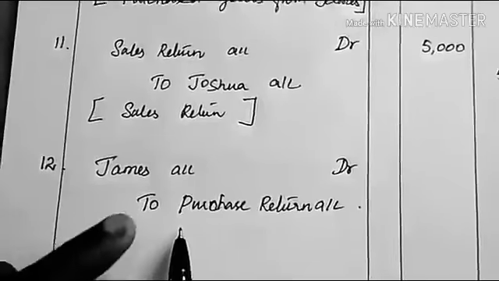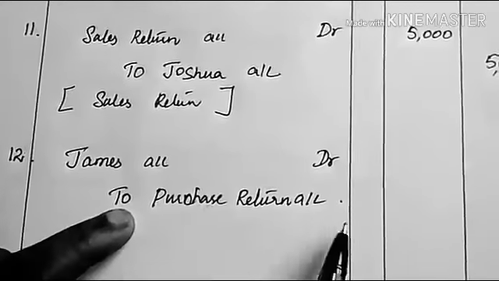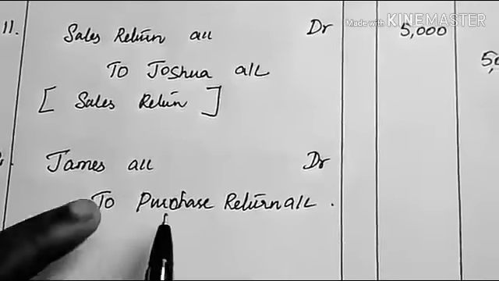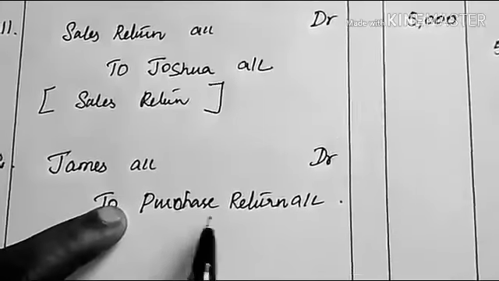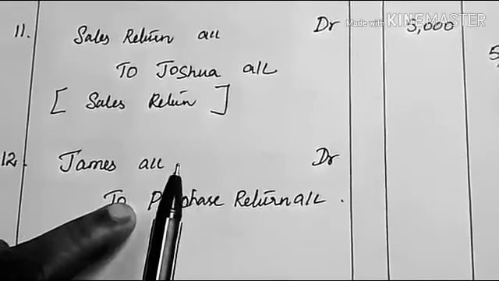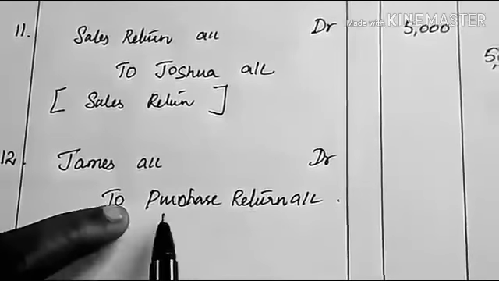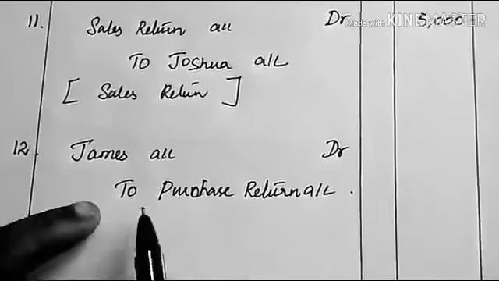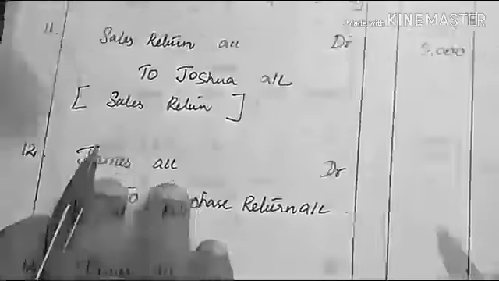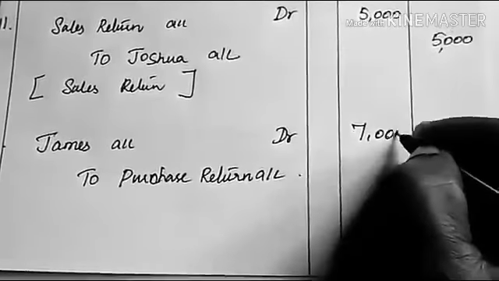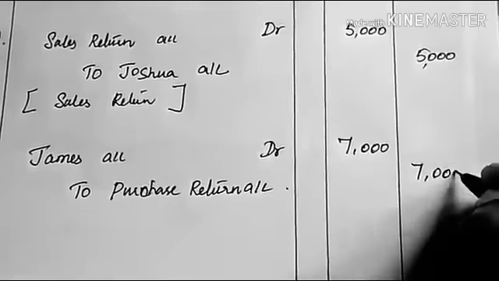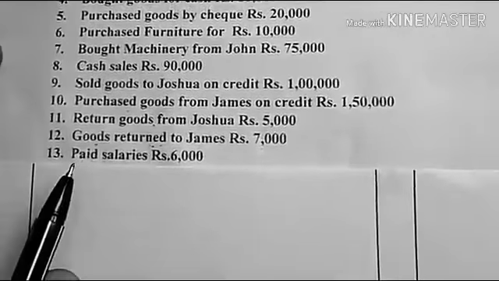When you return something, what goes out? Goods goes out. Purchase return goes out. So purchase return is a real account. Real account rule is debit what comes in, credit what goes out. So you're returning, no, goes out. So purchase return is a credit side. How much amount? 7,000. Look at the next transaction.